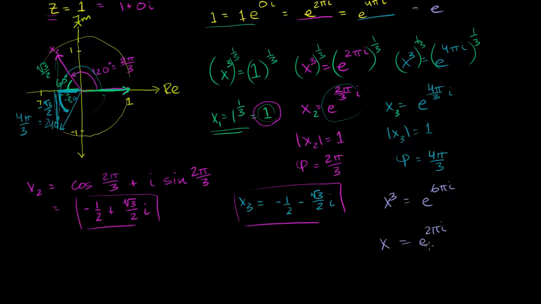Well, what's e to the 2 pi i? e to the 2 pi i will just get us back to 1. So when I added 2 pi again, it just gets us back to this root again. And if I took e to the 8 pi i, I would get this root again. So you're going to get only 3 roots if you're finding the third roots of something. Anything beyond that, it just becomes redundant.